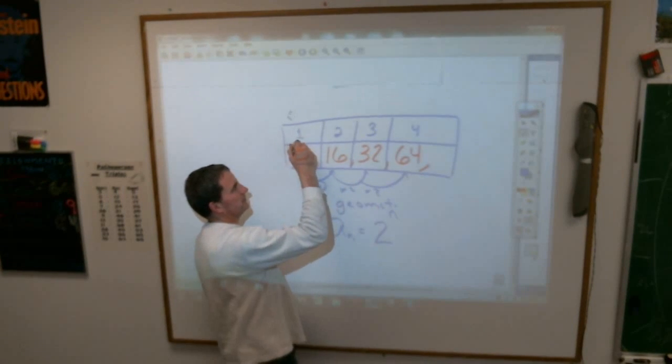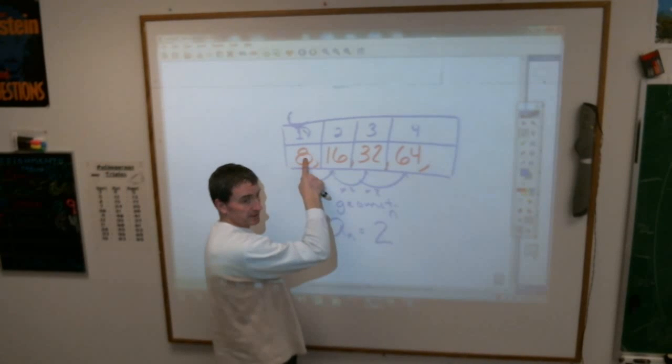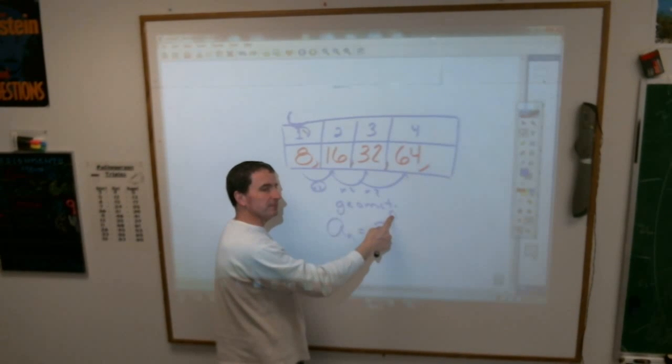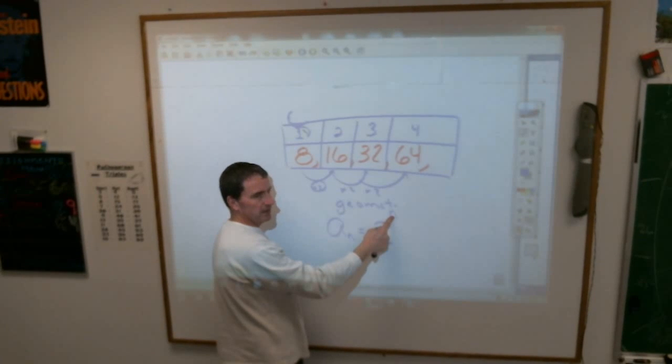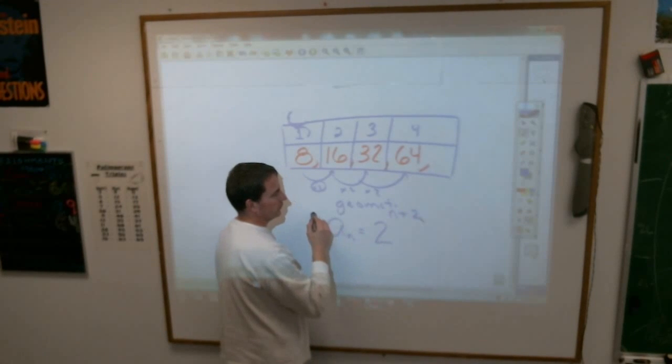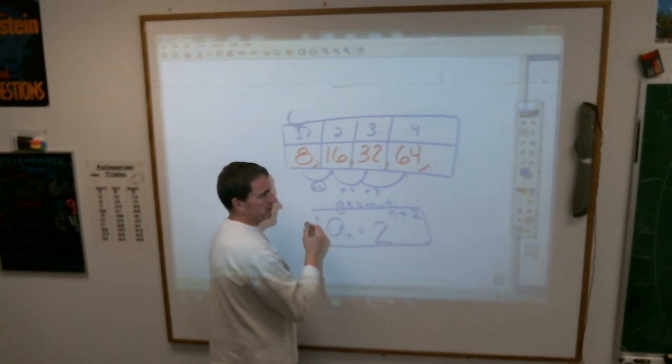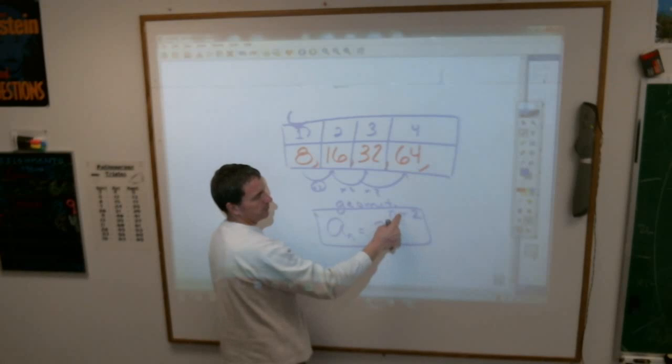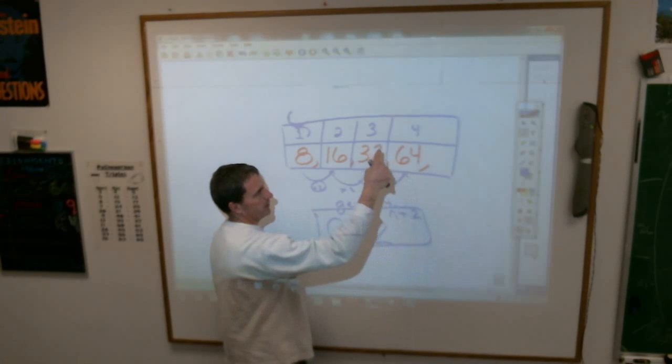So this number here needed to be a 3, not a 1, because that's an 8. So what do I have to do to n to make it a 3? If 1 needed to be 3, what do you do to 1 to get to 3? So there's your formula. Does it work for the third term? 3 plus 2 is 5, is 2 to the 5th power 32?